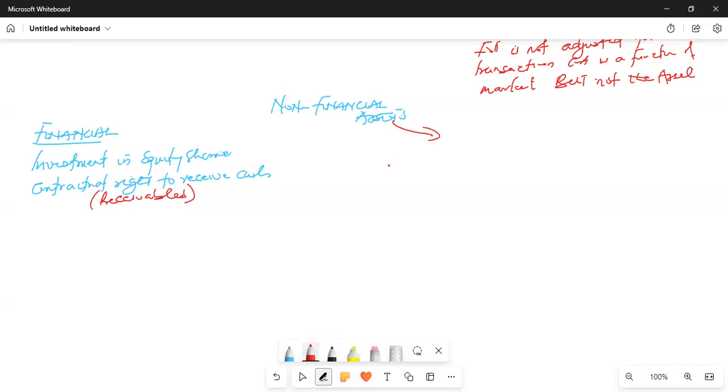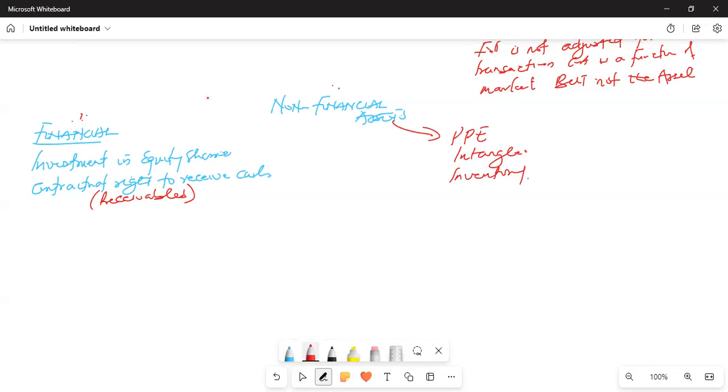For non-financial assets, a typical example is PPE, intangible assets, inventory. All right, these are all non-financial assets. When we are doing IAS 21, IAS 21 calls them monetary assets and non-monetary assets. So another name for these two is that. All right, monetary assets and non-monetary assets.